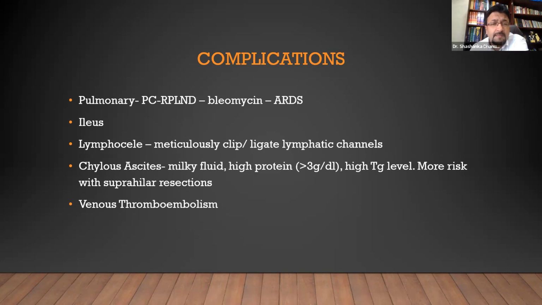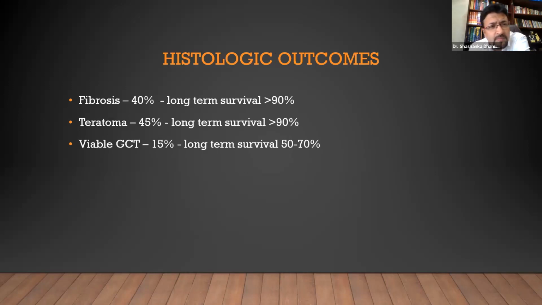A milky fluid with high protein and high triglyceride level, if it is coming in the drain, is suggestive of chylous ascites. And venous thromboembolism, like any other prolonged surgery, we should take care of the VTE prophylaxis as well. So as told by one of the residents sometime earlier, this is important.